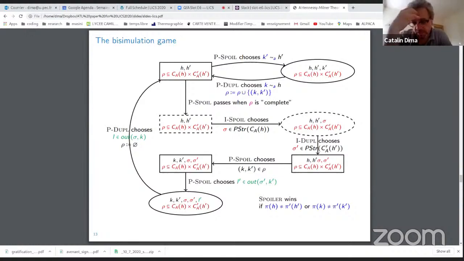We also prove an undecidability theorem saying that this bisimulation cannot be decided. Yeah, so that should be all.